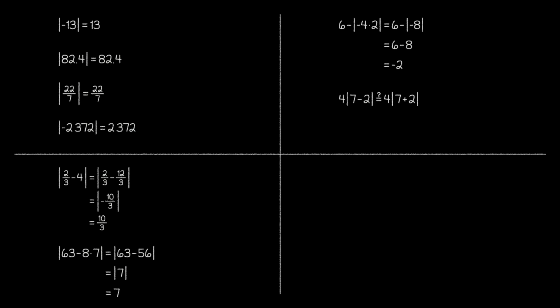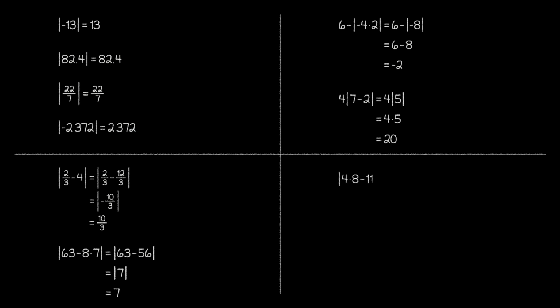is to evaluate the expression inside the bars, which is 7 minus 2, not 7 plus 2. And since 7 minus 2 is 5, we then take the absolute value of 5 and multiply that by 4 to get our final answer.